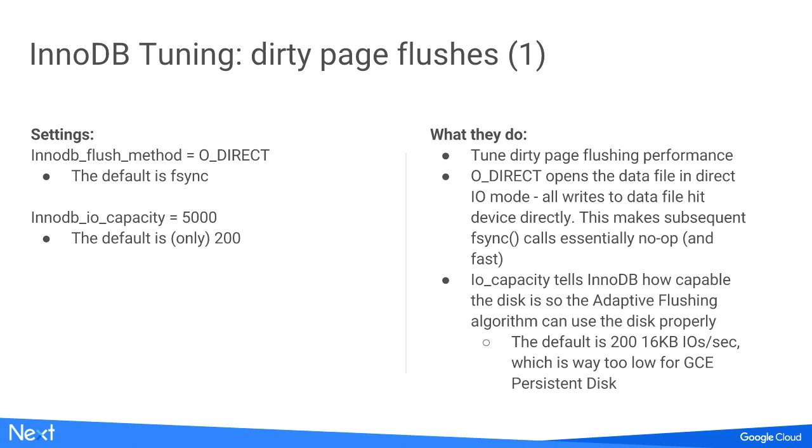The second one is InnoDB I/O capacity. The default is only 200. This is a number that feeds into the adaptive flushing algorithm and tells it how many dirty pages it can flush per iteration. There are many other parameters, but this is one of the most important ones. It has to tie into the underlying I/O capacity of the block device. Our persistent disk can support up to 20,000 IOPS, and so we changed that to 5,000. It turns out to work pretty well for us.